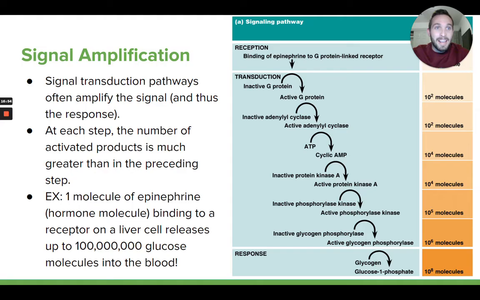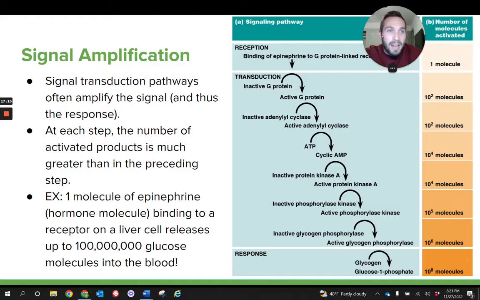Now, like I said at the beginning of this video, it seems kind of complicated. Why does it have to be so complicated? And like many things in biology, there's a reason that it's complicated. One reason is that having all these different steps allows the signal to be amplified. So you can start with just one signaling molecule binding to the cell, and this table here keeps track of how many molecules are being activated.